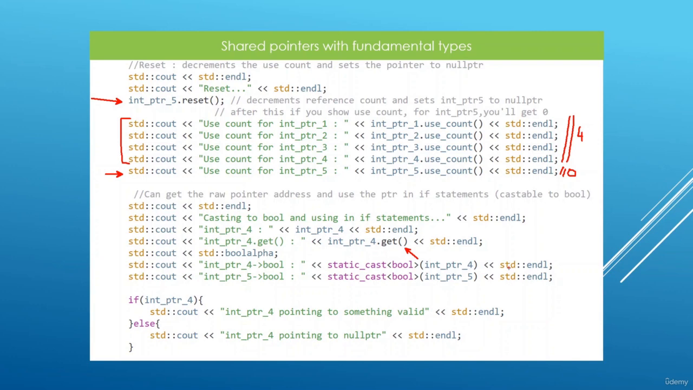We can also cast this to bool, and what this is going to do, it's going to make it usable in if statements like this. We can check and see if the pointer is pointing somewhere valid. If it is pointing somewhere valid, we're going to know that, and we're going to print that here. If it is just a null pointer, we're going to know that, and we're going to print that here. This is something you can do in your C++ applications.